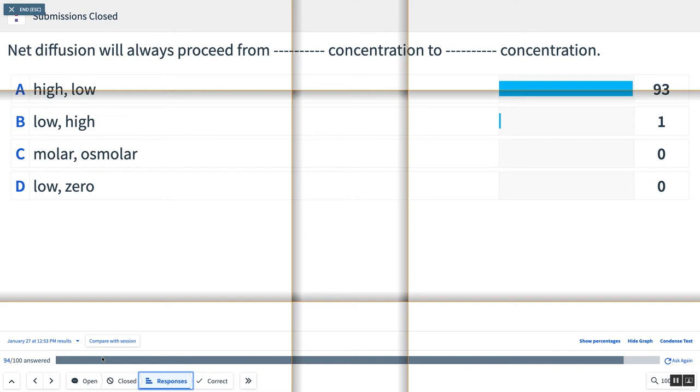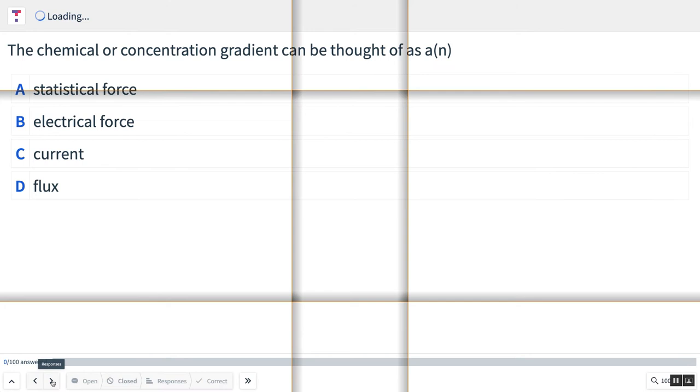All right, this one's a little more difficult. This is the last one for today. The chemical or concentration gradient can be thought of as A, a statistical force, B, electrical force, C, current, or D, flux. So this one's a little bit more difficult.